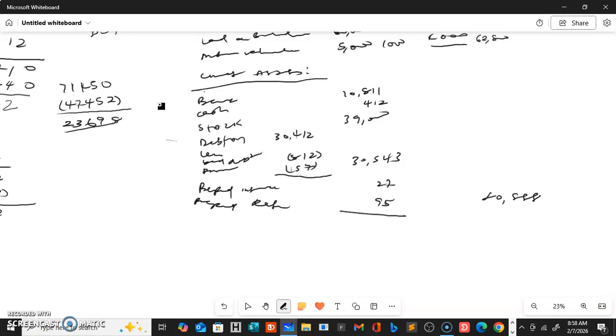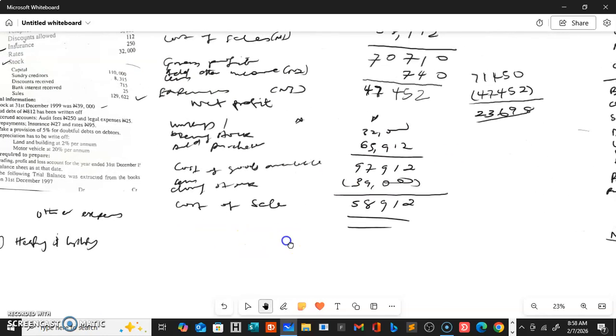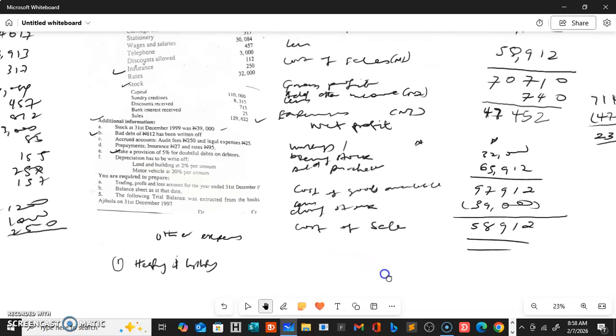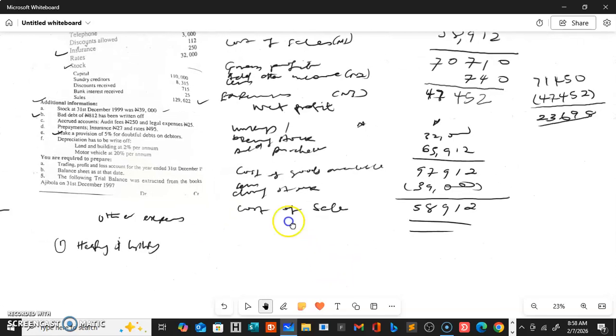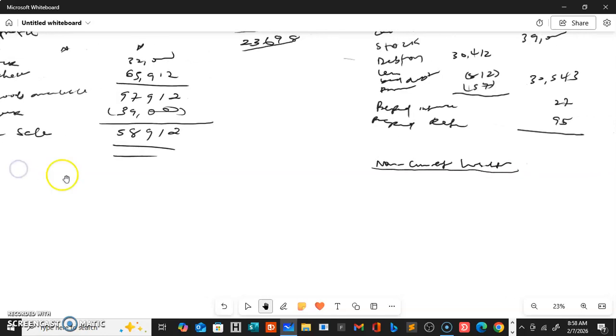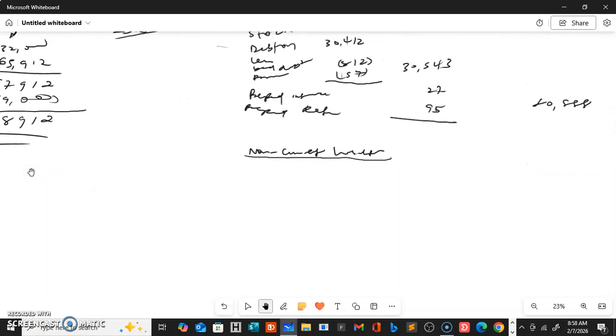Liabilities. Now we have non-current liabilities and current liabilities. So let's check. Do we have any non-current liabilities or long-term liabilities? Prepayment, insurance, no. Depreciation. Okay. We have current liabilities. So we don't have any non-current, so let's take a dash and go to current liabilities.